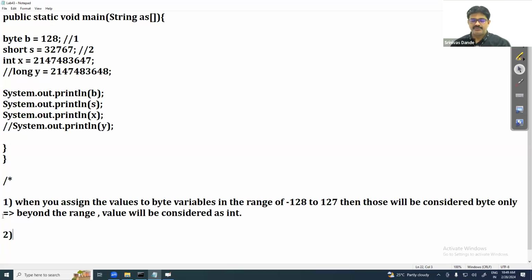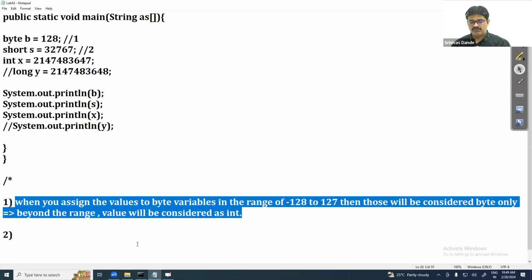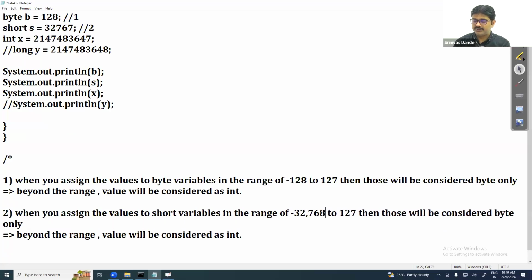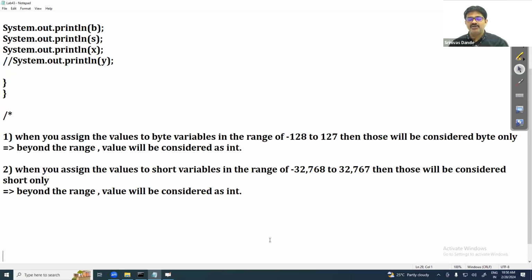Case 2, tell me. Now, when you assign values to a short variable in the range of minus 32,768 to 32,767, then those will be considered as short only. Beyond the range, it will be considered as integer again.